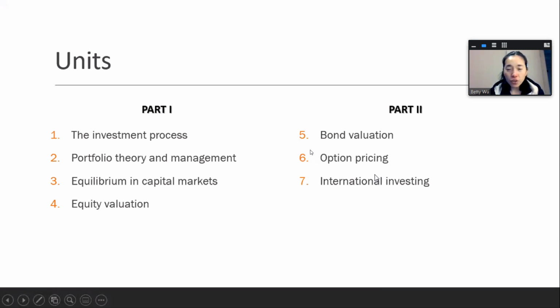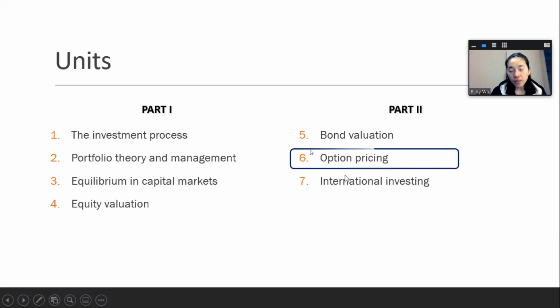So this unit is on option pricing. It's a continuation of Unit 6.1, the basics and fundamentals of options, and then we'll talk about more advanced topics. More specifically, we'll be talking about pricing models and also option portfolio management.